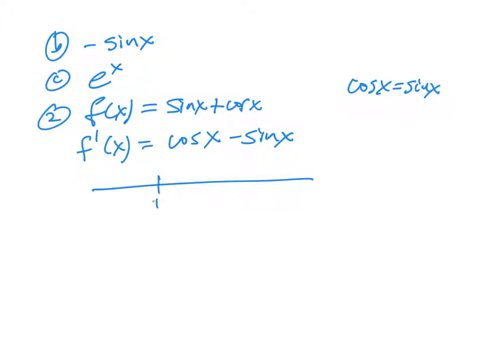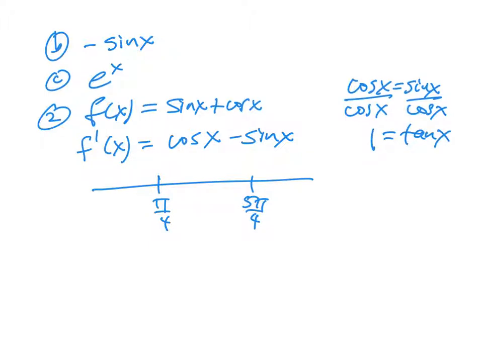Well, pi over 4 and 5 pi over 4, right? Because at pi over 4, they're both root 2 over 2, but at 5 pi over 4, they're both negative root 2 over 2. And if you don't like that explanation, how about divide both sides by cosine x? So you will get 1 equal tangent x. When is tangent x equal to 1? Pi over 4 and 5 pi over 4.